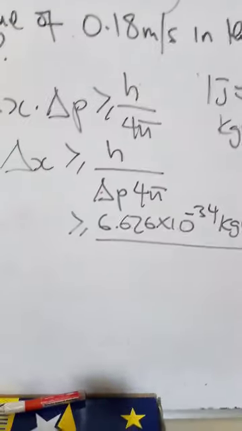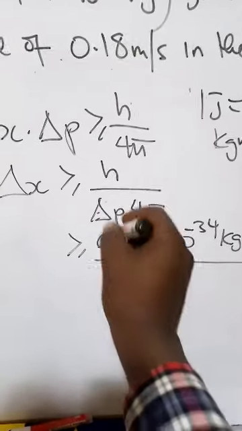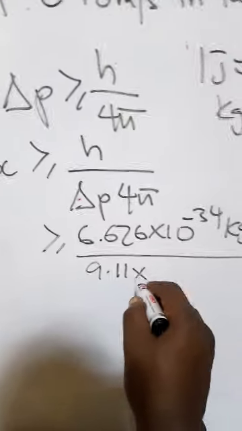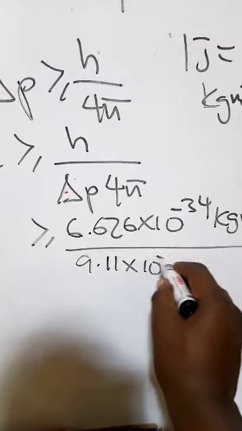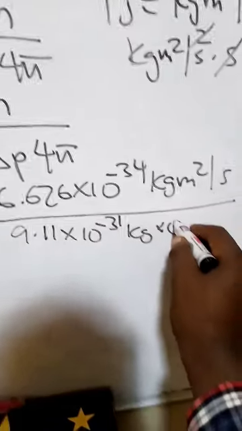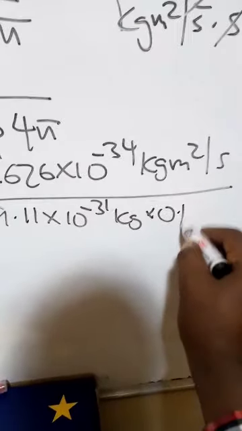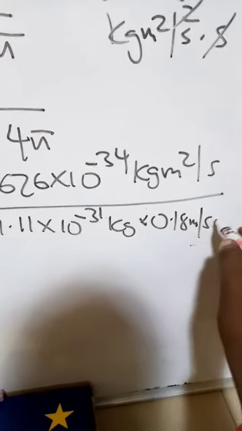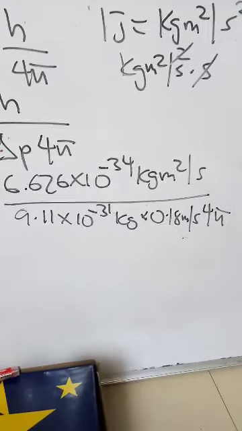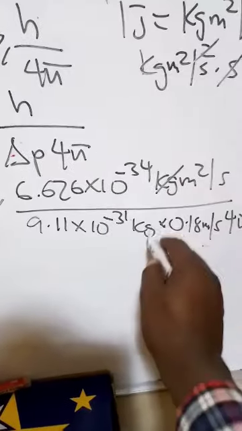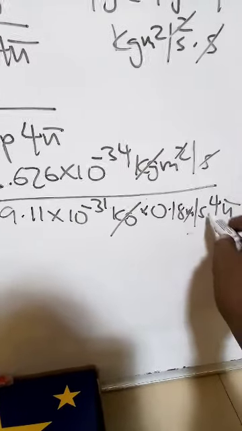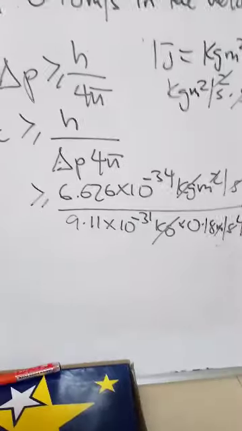over delta p, which is mv. Our mass is 9.11 times 10 to the power negative 31 kg times 0.18 meters per second, then 4 pi. So we can check our units with the cancel: kg cancels, then meter, second. So we have remained with seconds.